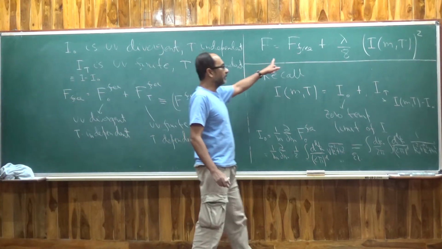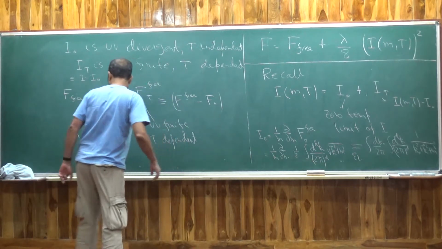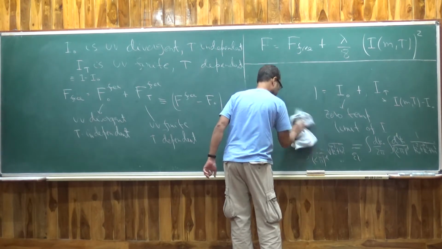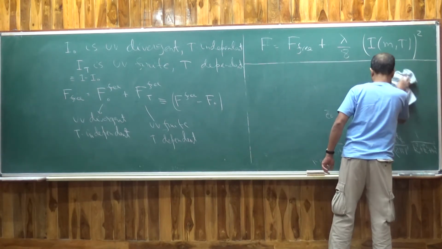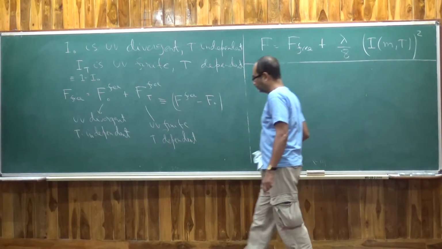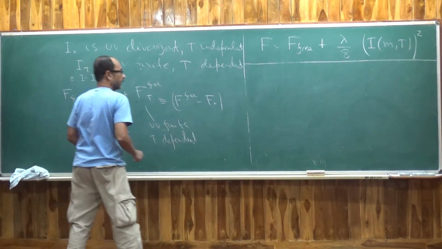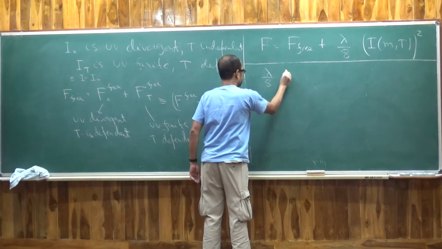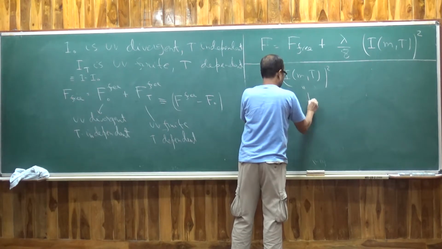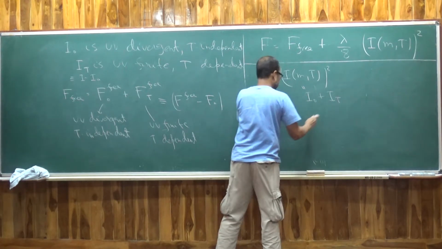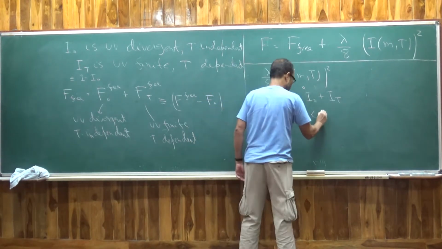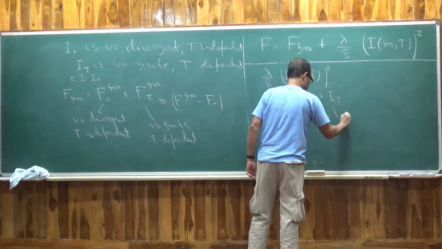But here we have a problem, because now we have lambda over 8 times I empty whole square. If you write this as I naught plus IT, this becomes lambda over 8 times I naught square plus 2 I naught IT plus IT square.